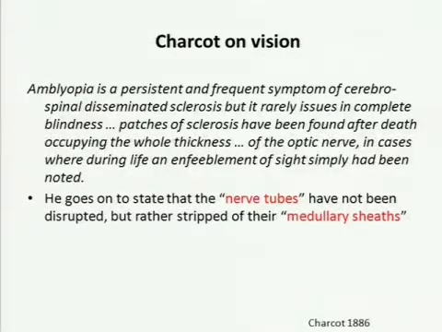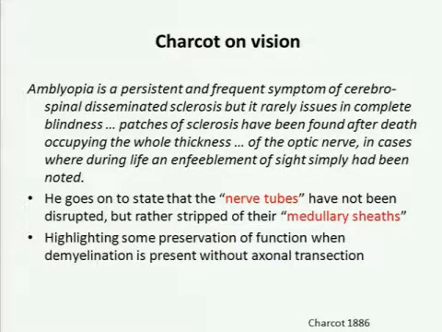And he goes on to state that the nerve tubes have not been disrupted, but rather stripped of their medullary sheaths. So axonal preservation in the setting of demyelination. So he's highlighting that when you don't have axonal transection, you have the potential to have relative preservation of function. Not normal, but not completely disrupted. It was a nice concept.